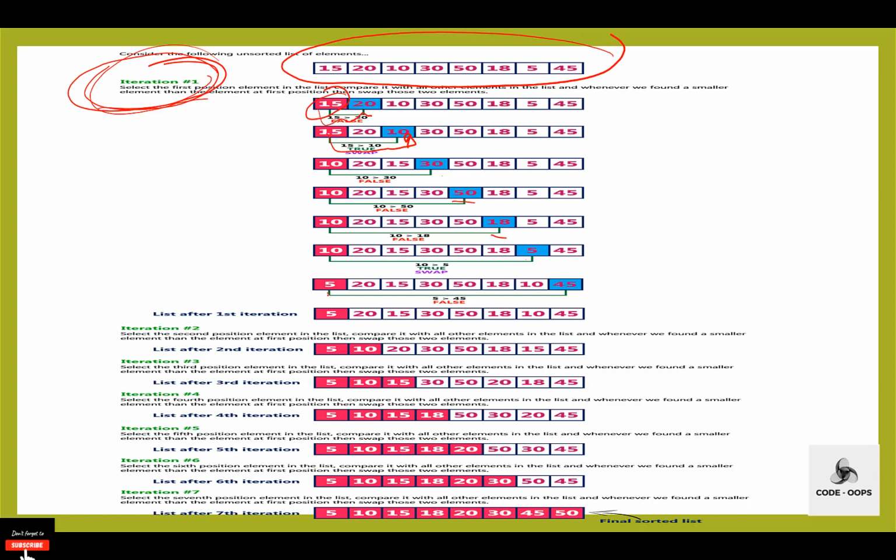Then after that, compare 5 with 45. 5 is greater than 45? The condition becomes false. The list after the first pass: 5, 20, 15, 30, 50, 18, 10 and 45. 5 is at its right position.